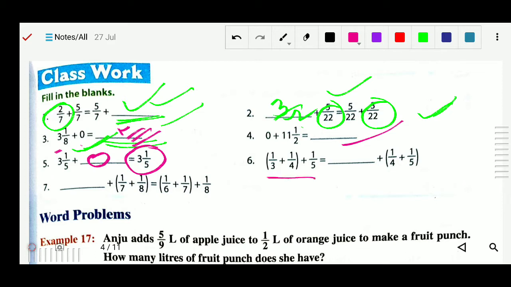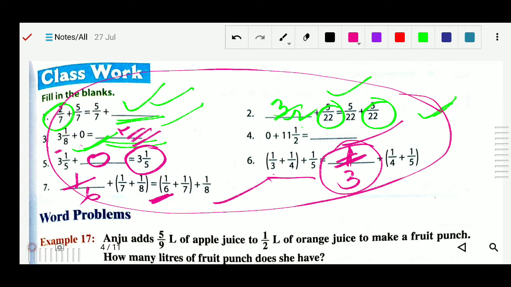Grouping property it is here. Now here 3 and 4 were in the group, now here 1 and 5, so which is left? 1 by 3, so you can write here 1 by 3. So this will be the grouping property. Here also you can see the grouping property, 7 and 8, so which one is missing? 1 by 6, so write here 1 by 6. So this is again the grouping property. You have to do all this in your copy, fill in the values, and also write which property they are following.